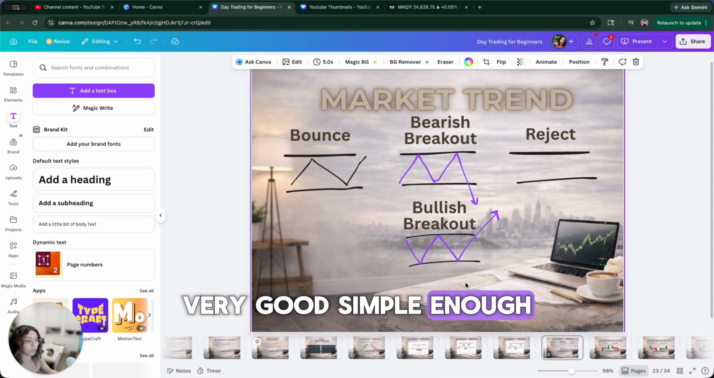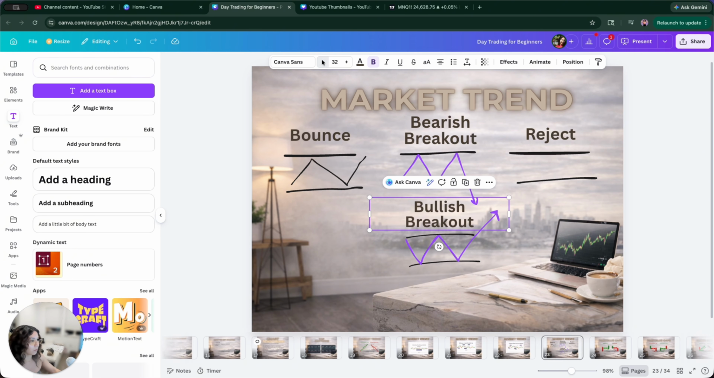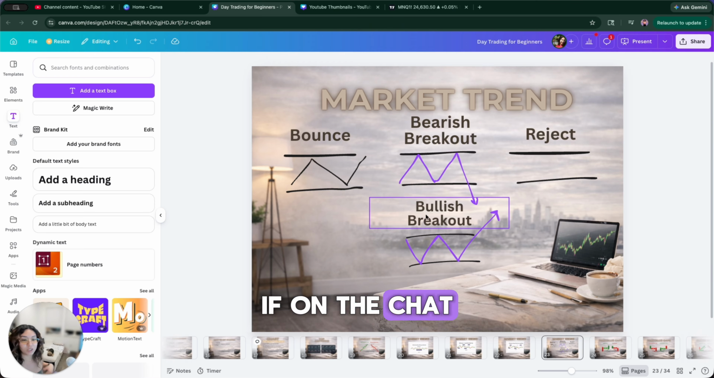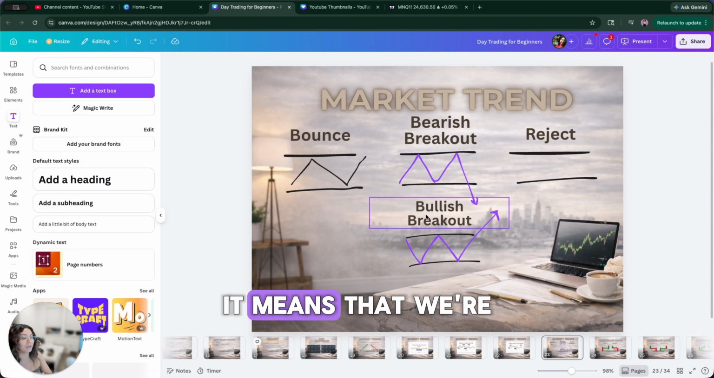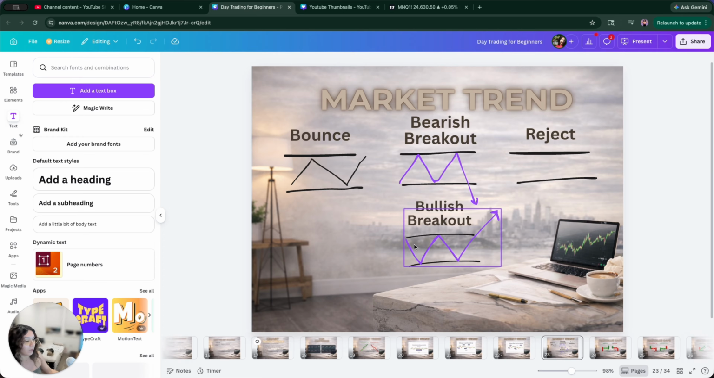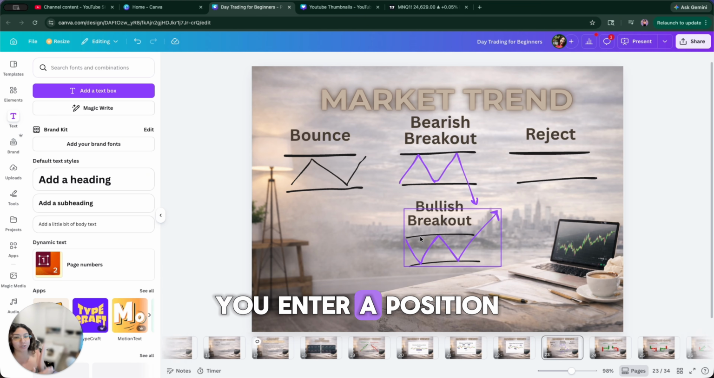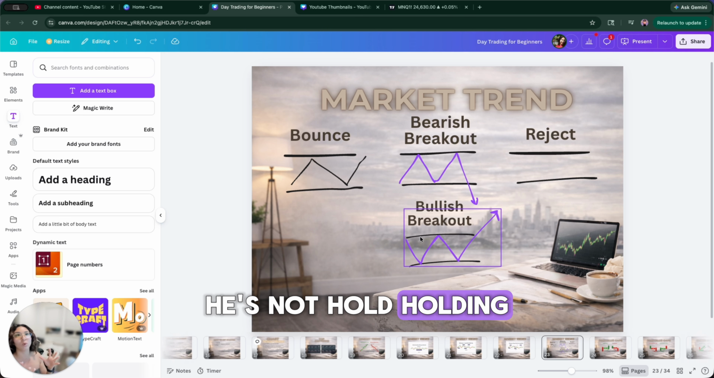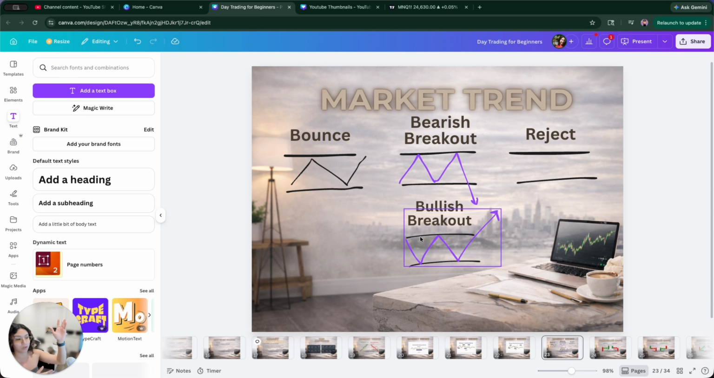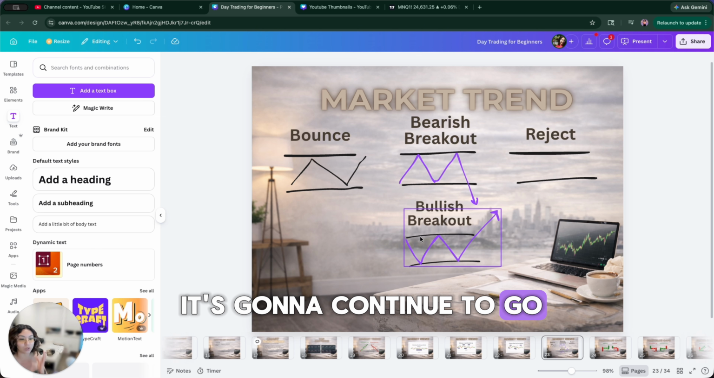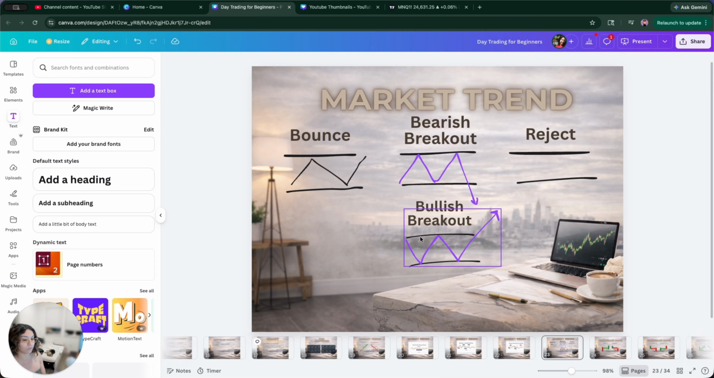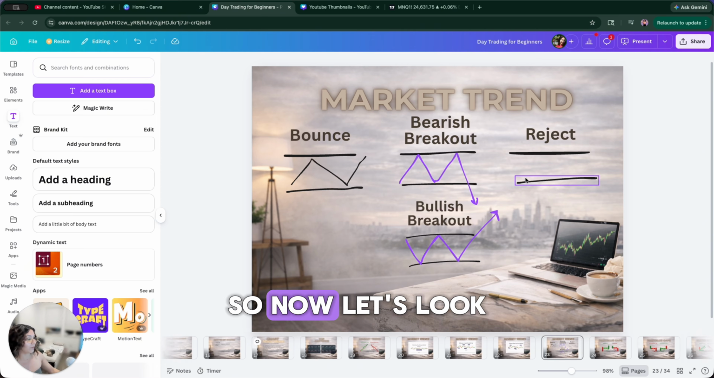Very good. Simple enough? Everybody get it? Everybody get it so far? So if on the chat we say we're looking for a bullish breakout, it means that we're in this range, and you can scalp the trades like Baby Joker says sometimes, right? Like he's scalping the range. Scalping the range just meaning like you enter a position, and as soon as it hits the ceiling or the floor, he gets out, right? He's not holding, hoping, and praying that it's gonna break out. We need confirmation that it's gonna continue to go to one side or the other. Follow?